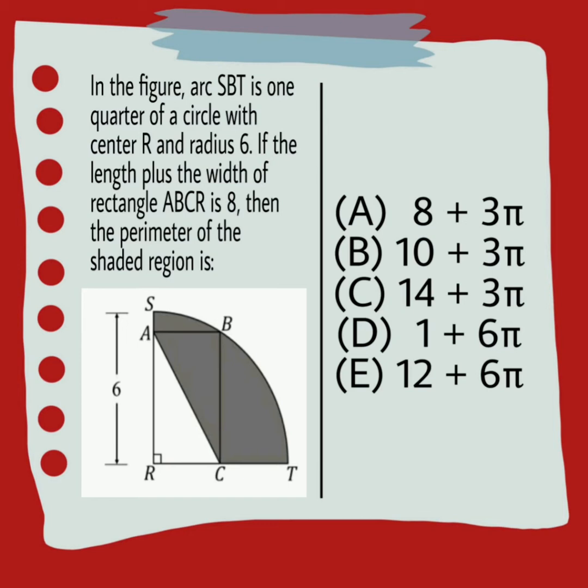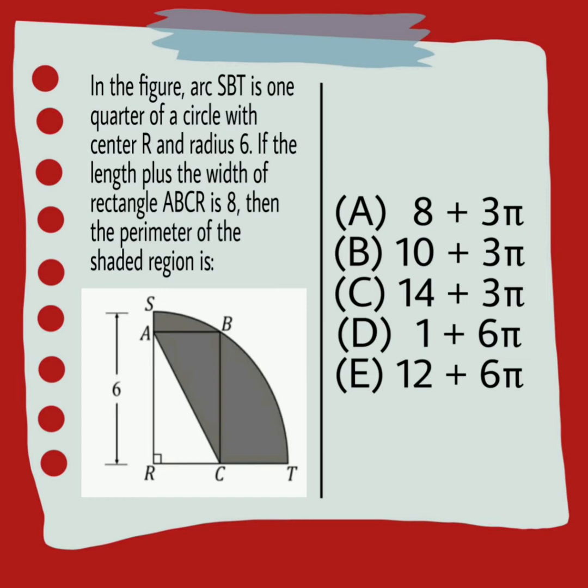In the figure, arc SBT is 1/4 of a circle with center R and radius 6. So we know that SBT is on the edge of a circle, and it constitutes 1/4 of a circle, with the center being point R in the bottom left there, and we have a radius of 6. Moving on, if the length plus the width of rectangle ABCR is 8, we got that information that the length plus the width is 8. That's another value we're going to want to remember.